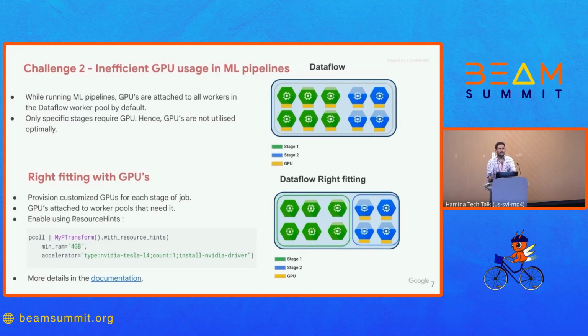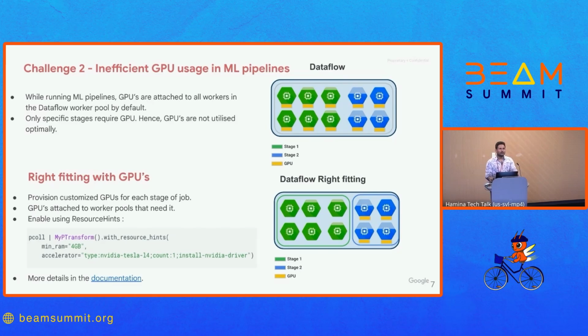Now in Dataflow, or ideally in Beam, you have stages. The batch jobs run in such a way that one stage runs after the other. In this example, we have 2 stages, stage 1 and stage 2. And let's say only stage 2 requires GPU. When your stage 1 is running, the GPUs are idle, they are not utilized. GPUs are expensive, so we don't want that. So how can we optimize it?